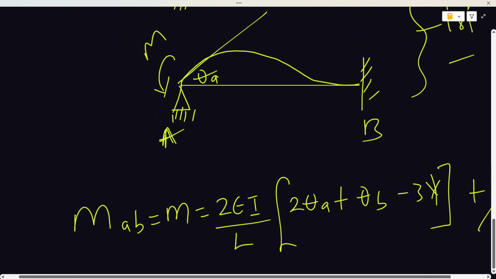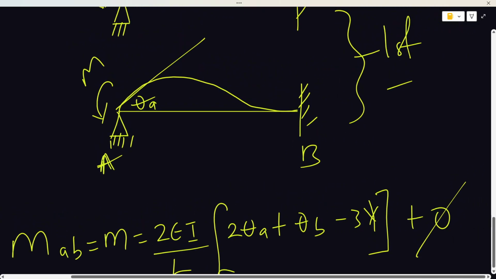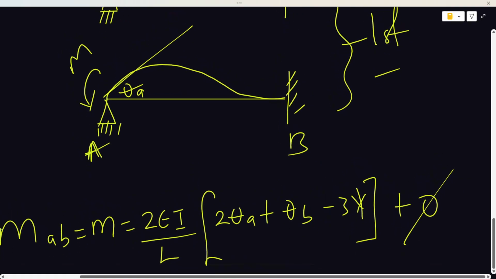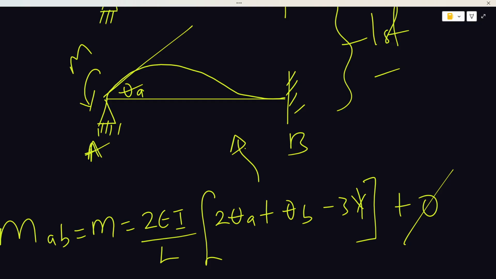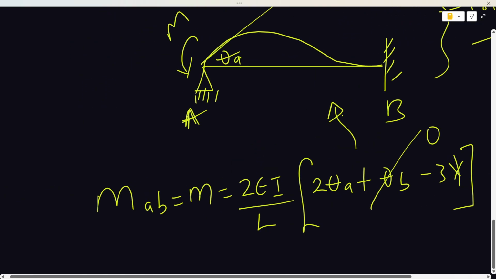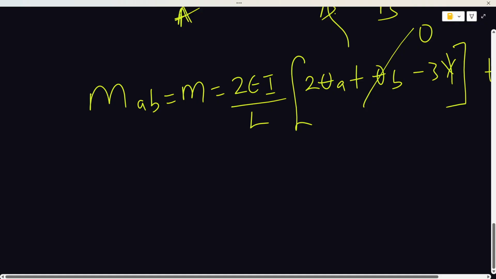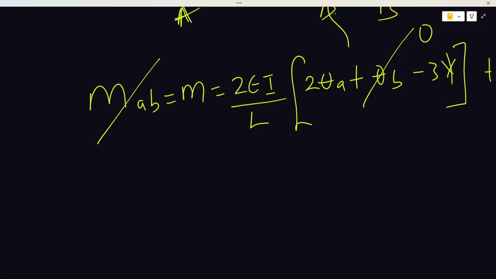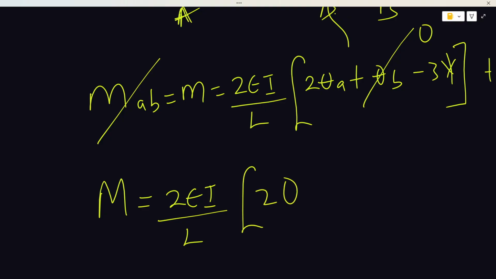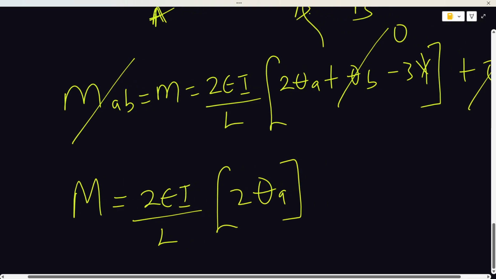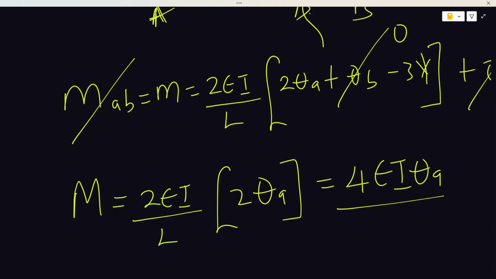Now, of course, FEM will be 0. Neglect it rather. So, based on this condition of the beam I'm looking at here, B is fixed and the slope for a fixed end is 0. So we have theta A remaining. So I don't want to put it as MAB, I want it to be in terms of M. So I remove this MAB, leaving it in terms of M. So 2EI over L, open bracket, 2 theta A. So what does that make it? 4EI theta A over L.